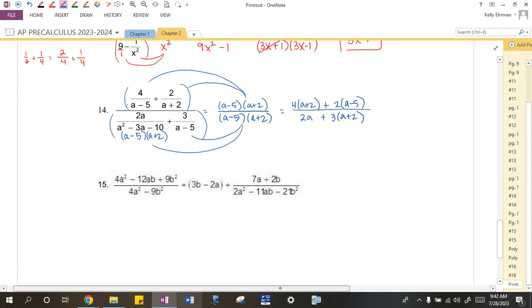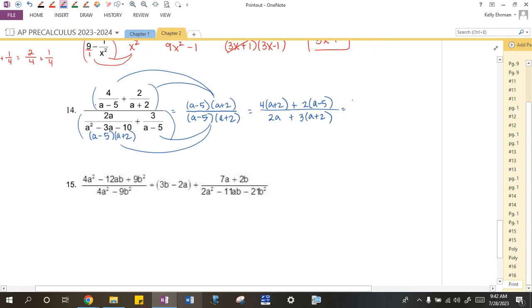Okay, and then we've got some cleaning up to do. This is 4a plus 8 plus 2a minus 10. I need to clean up down here: 2a plus 3a plus 6. The reason we're doing all this distributing is to see if anything, once combined, will allow us to factor and cancel anything else.